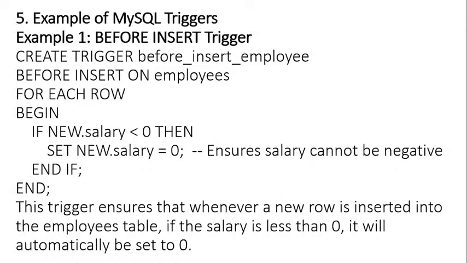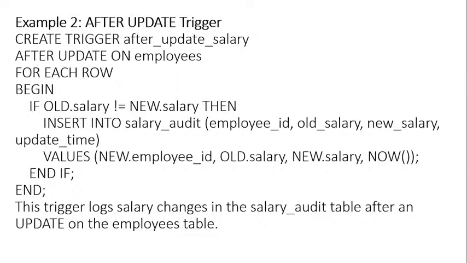So the code said that this trigger ensures that whenever a new row is inserted into the employee table, if the salary is less than 0, it will automatically be set to 0. So let's look at another example of a trigger. This one is an update.